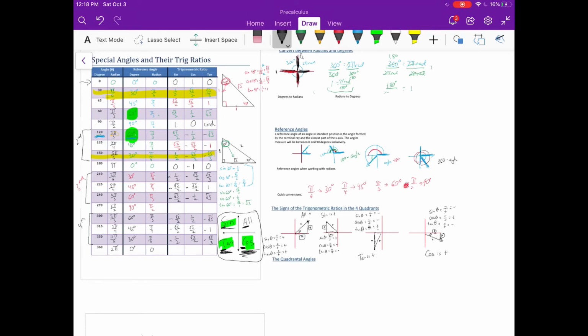Dropping down to the 270-degree angle, which I should have mentioned before, this also works for all the radian measures, but this is going to be negative 1, 0, and undefined. And as mentioned, 360 and 0 are coterminal angles, so those are going to be the same. So we have 0, 1, 0. And we have completed this chart. We can use this to help us find sine, cosine, and tangent of any of the special angles within the first rotation.